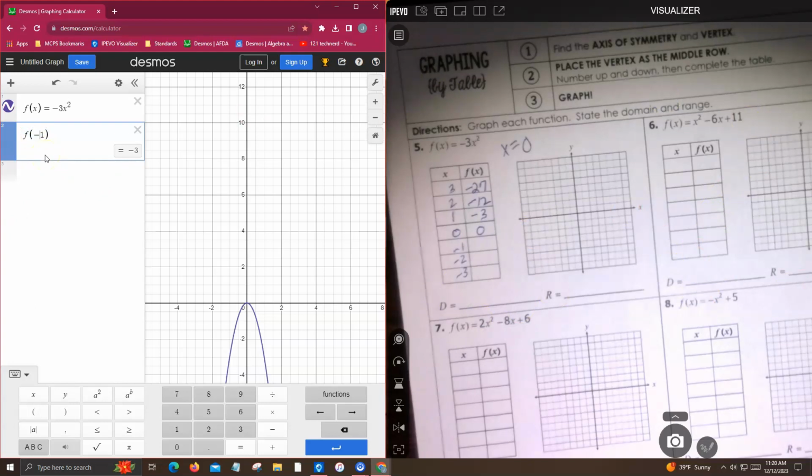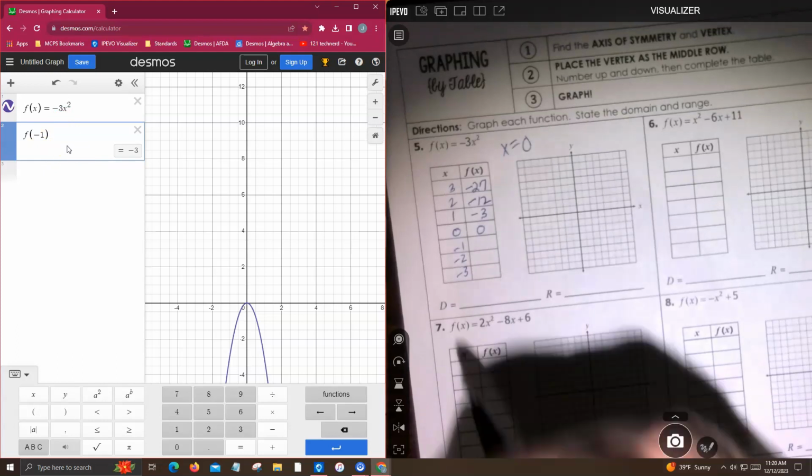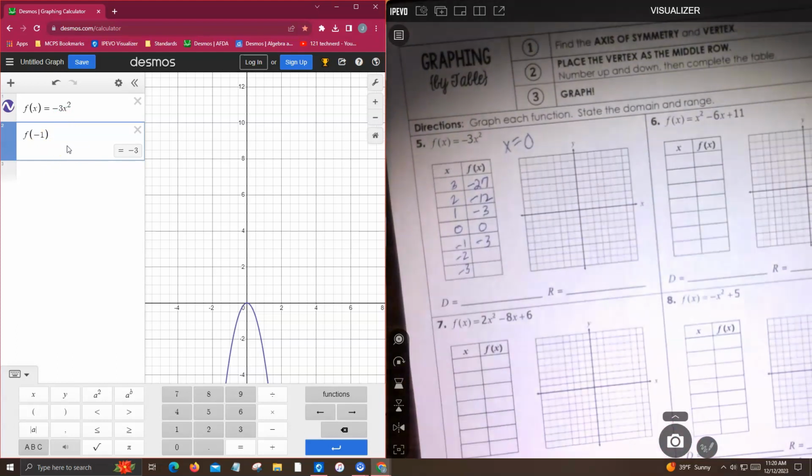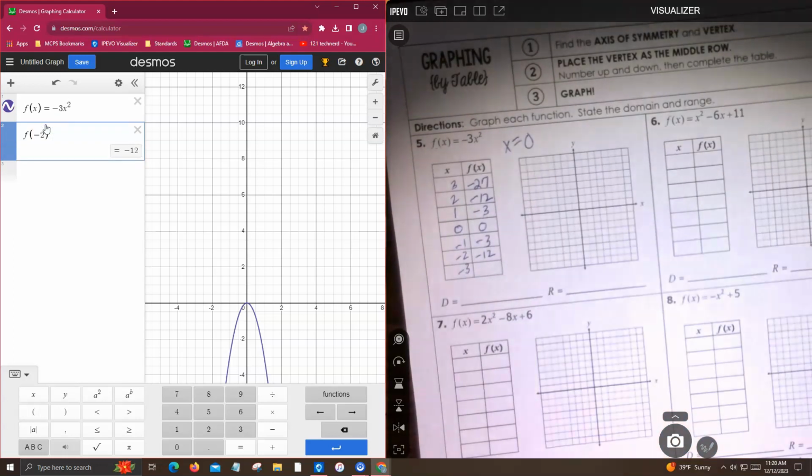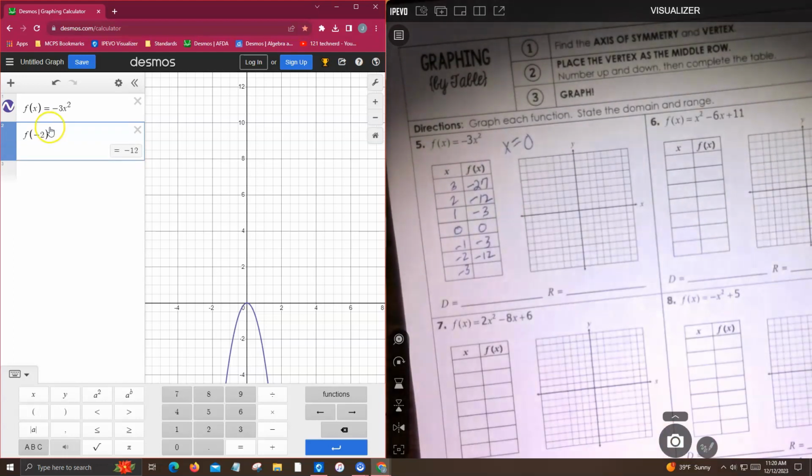So all I'm doing is plugging in, see, here's my function. I'm plugging in values of x, and it's generating values of y. So that's what I wanted it to do. Okay, so -1 is -3. That I can graph. -2 is -12, and let's do this one.